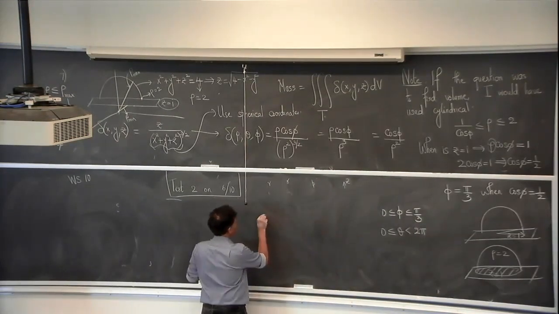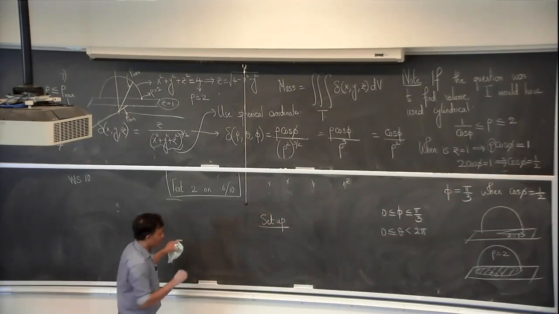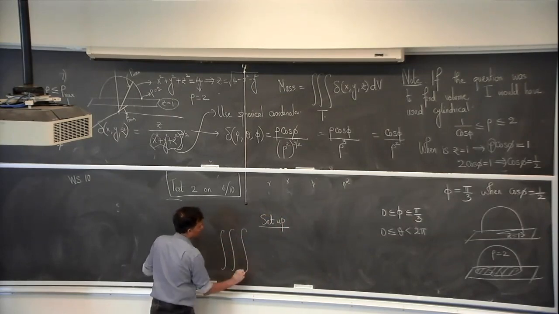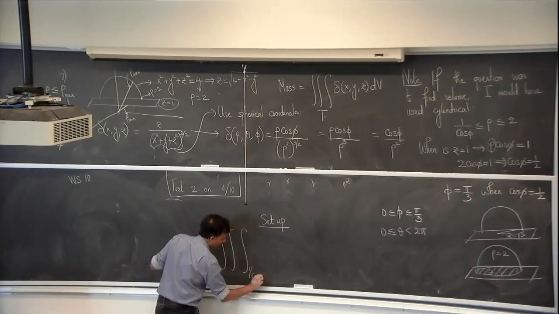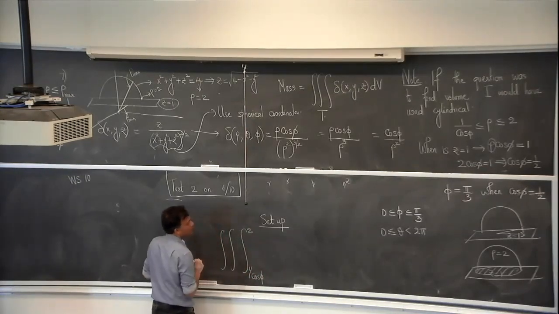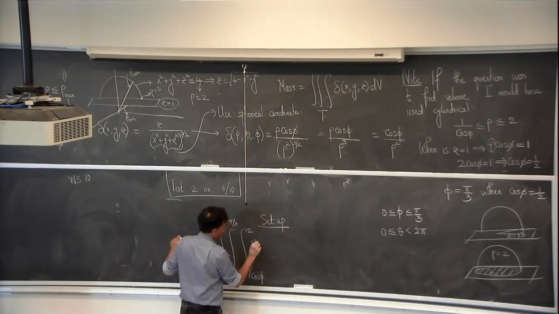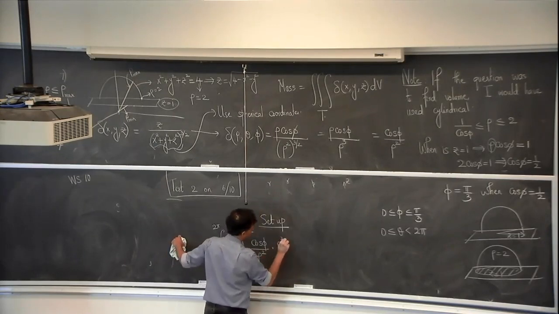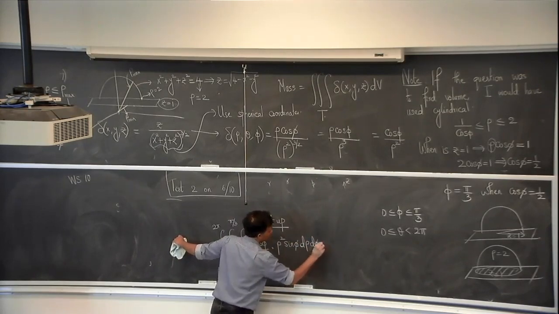So the setup for the mass of the solid would be the triple integral. You should do the rho first, okay, because it's got phi in it. Rho goes from 1 over cosine phi to 2. And phi goes from 0 to pi over 3. Theta goes from 0 to 2 pi. Density function is cosine of phi over rho squared, times rho squared sine phi d rho d phi d theta.